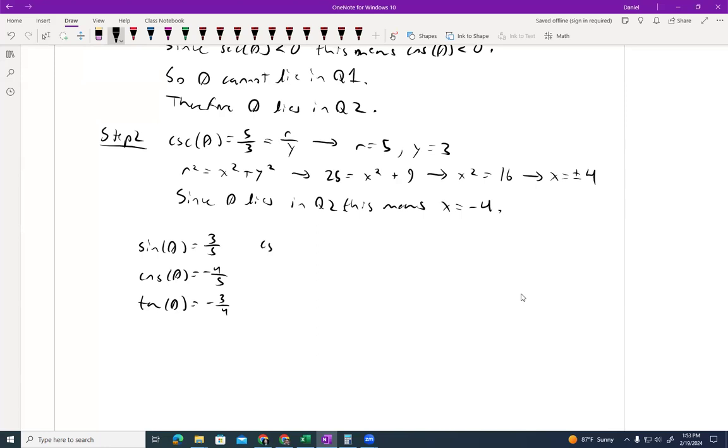Cosecant of theta was given to us, but it's r over y. Secant of theta is just a reciprocal of cosine. It's also r divided by x. You get -5/4. And then cotangent of theta is a reciprocal of tangent. It's also x over y, -4/3. Okay. And there we have it.